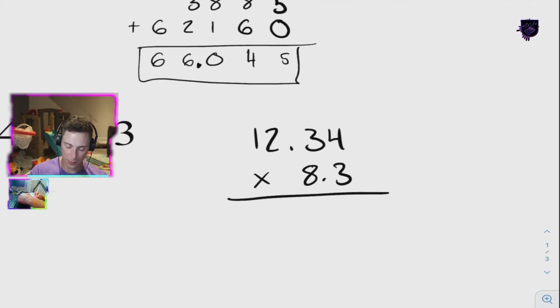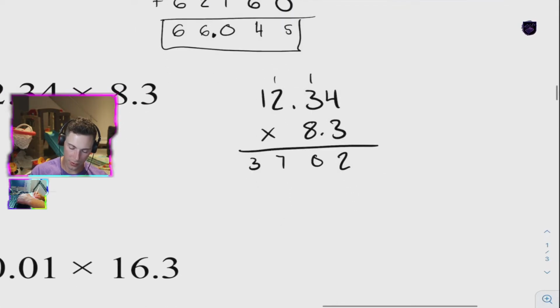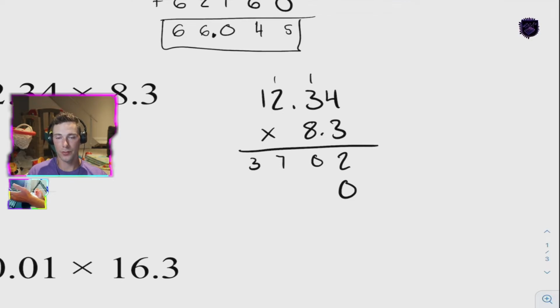3 times 4 is 12. Put the 2, carry the 1. 3 times 3 is 9, plus 1 is 10, carry the 1. 3 times 2 is 6, plus 1 is 7, and 3. Now 8 times 4 is 32. Always put our placeholder there. Super important. If you forget it, it's going to mess the answer up.